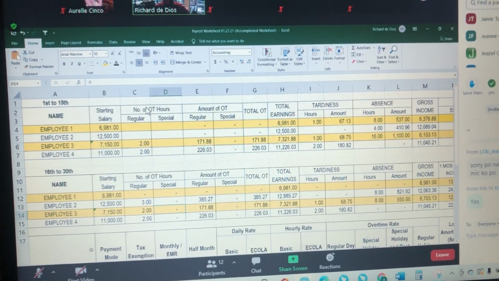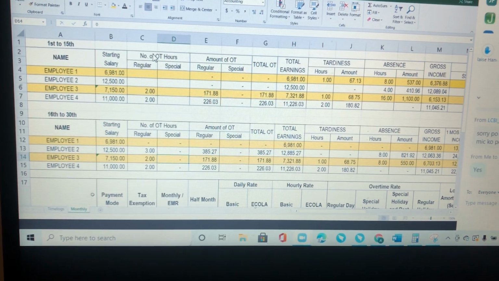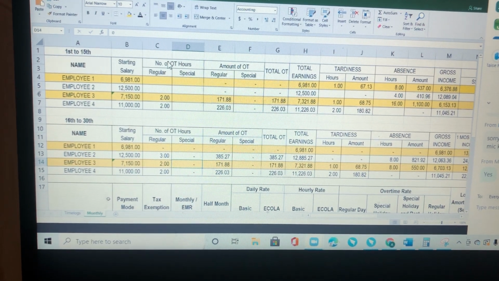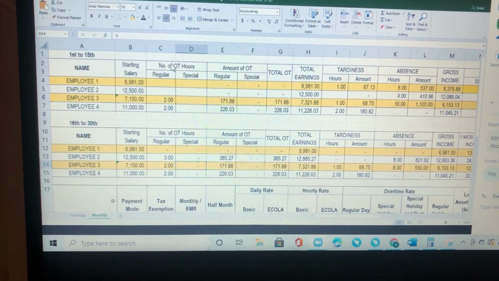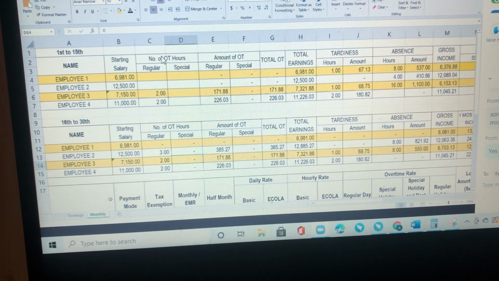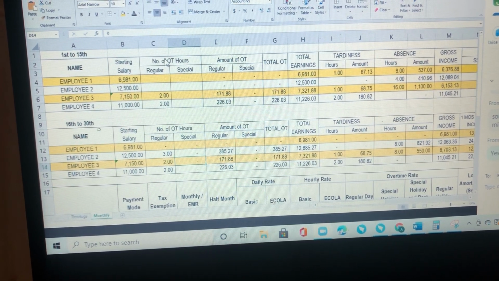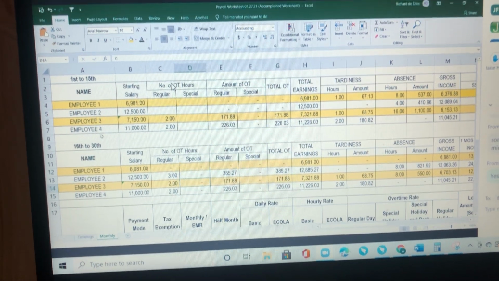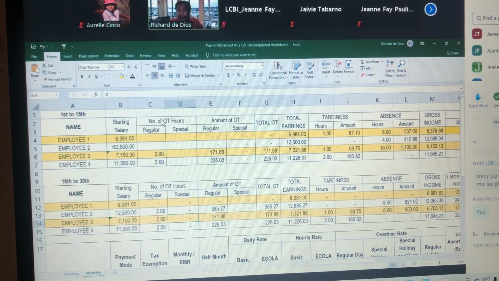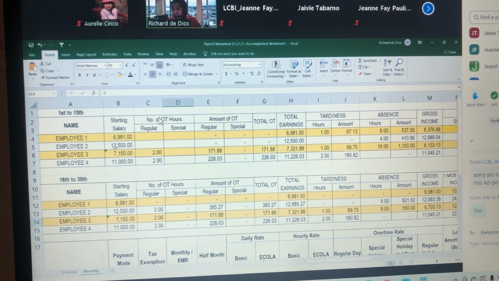Okay, sige. So, one thing I would like to emphasize, how you compute salary for daily paid and monthly paid is almost the same, except for one thing. And what is that? The starting salary for the computation. Okay? Anong pinakaiba? If you look at this, employee 1 and 3, daily paid. Employees 2 and 4, monthly paid. Okay? Pag tinignan mo, si monthly paid, napakadali. Ang starting salary niya is half-month salary. Kasi semi-monthly yung pasweldo eh.